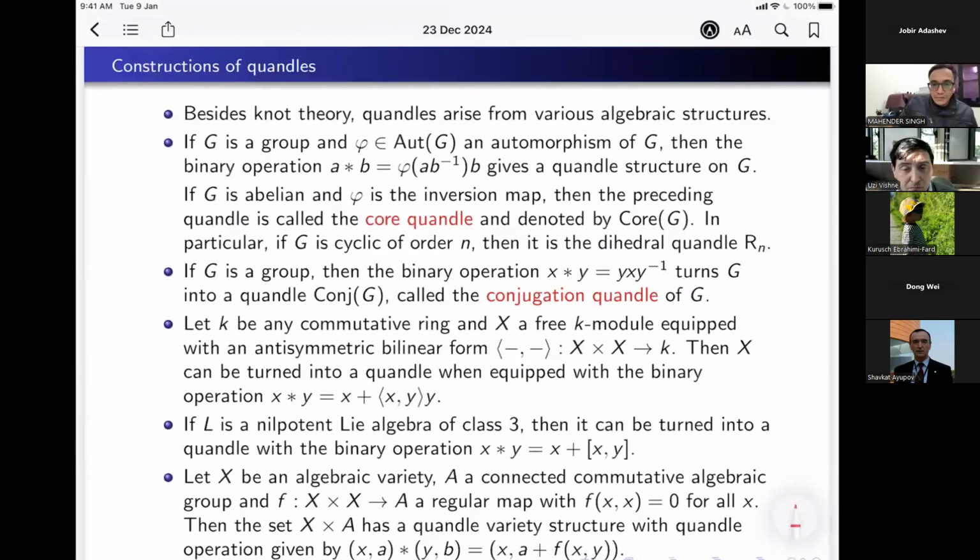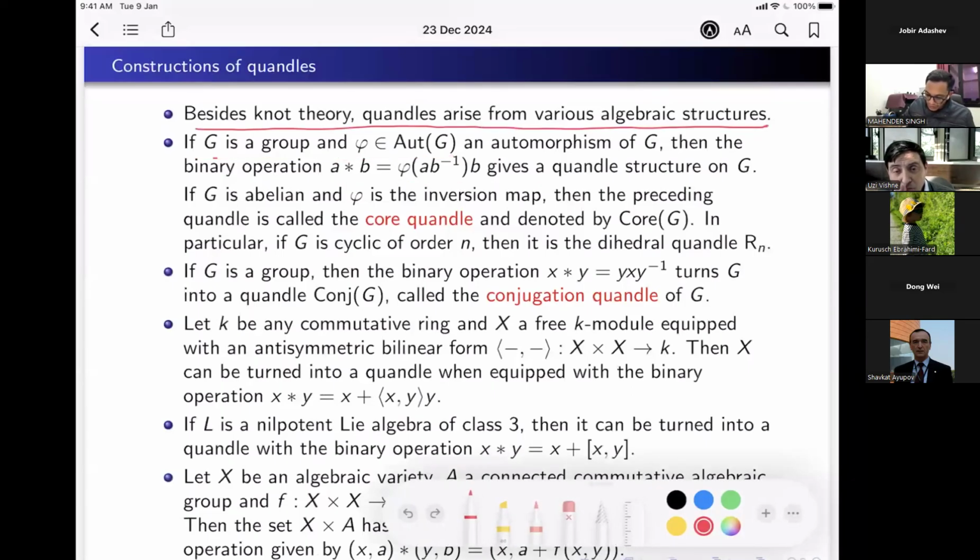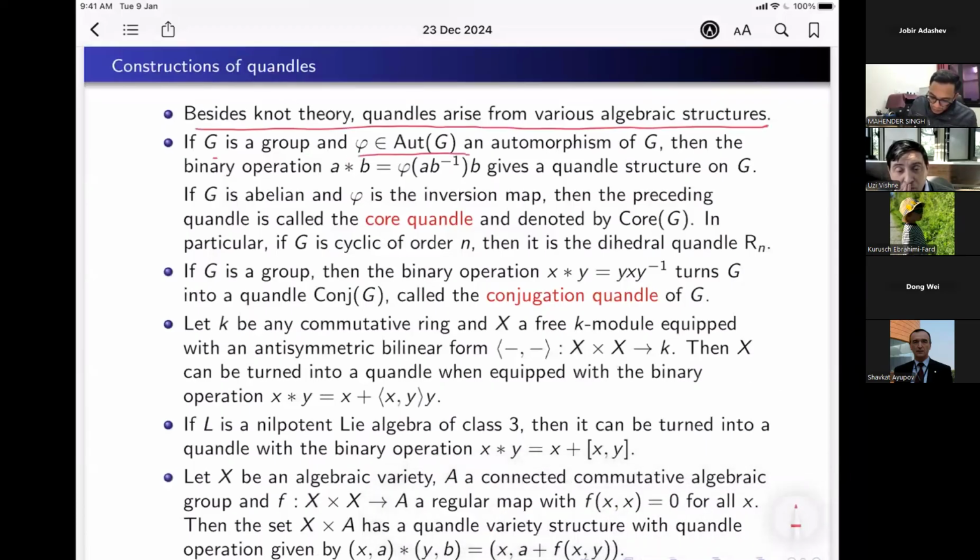So let us see some constructions of quandles from various structures. Besides knot theory, quandles arise from various algebraic structures, in fact, various geometric structures, but I will avoid the geometric setting. So suppose that you have a group G and an automorphism phi. Then you define this new binary operation, A star B equal to phi(A B inverse) B. One can easily check that it's actually a quandle structure on G.